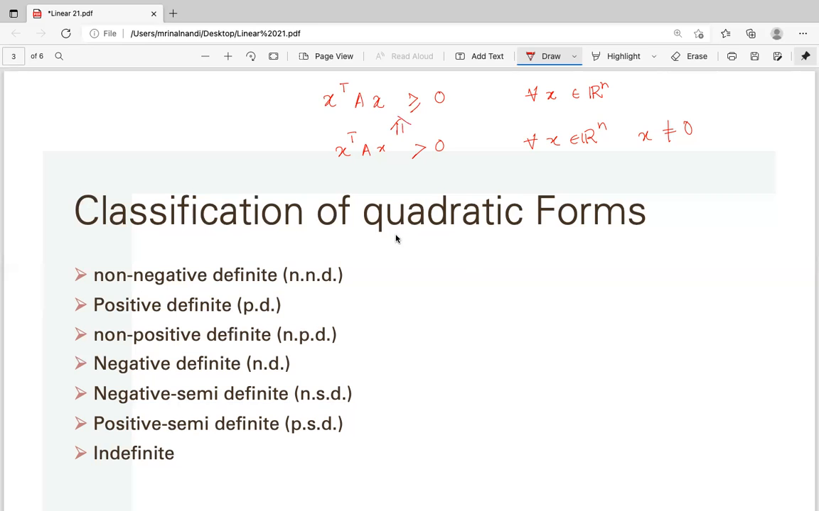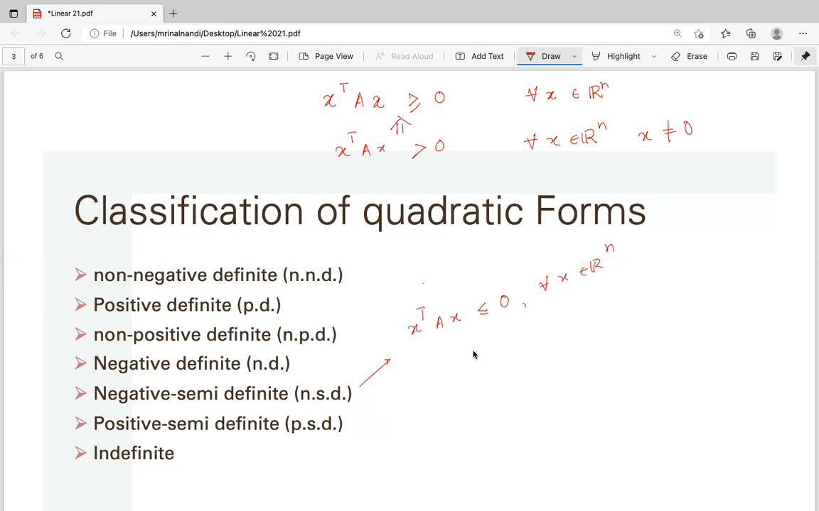But there are some non-negative definite which is not positive definite, and that is called positive semi-definite. There are some non-positive definite which is not negative definite, that is called negative semi-definite. So what is negative semi-definite? Negative semi-definite is this: x transpose Ax is less than or equal to 0, that is, it is non-positive definite for all x.